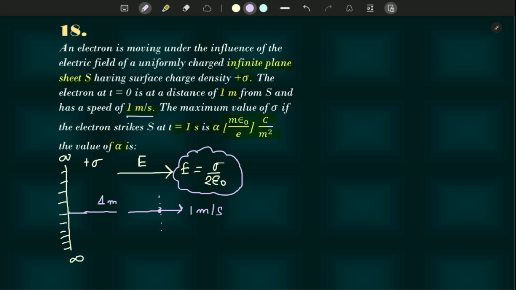Now the question may arise, why did I take 1 meter per second in this direction? Because I can also take 1 meter per second in this direction. I can also make an angle with 1 meter per second. Why did I take only this direction?